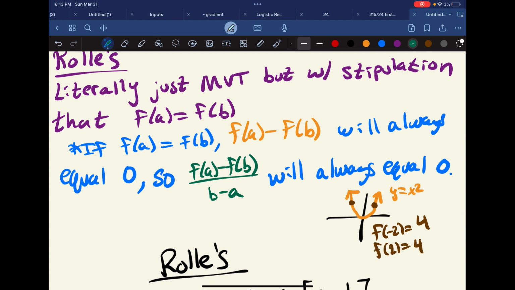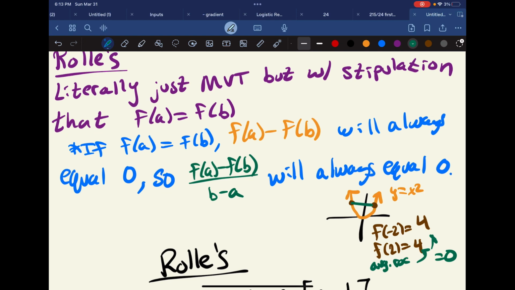If we were to use the mean value theorem on these two points of the same graph, you would draw your average rate of change. Your average rate of change between these two is going to be equal to 0, right? Because if you're reaching the same y value, it's just a horizontal line. You know what I mean? The average rate of change is a horizontal line, so it's equal to 0. And that's basically Rolle's theorem.